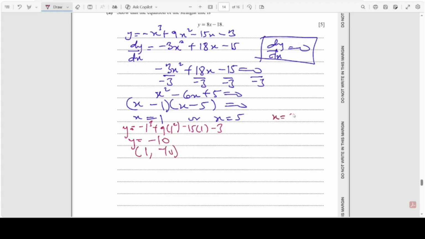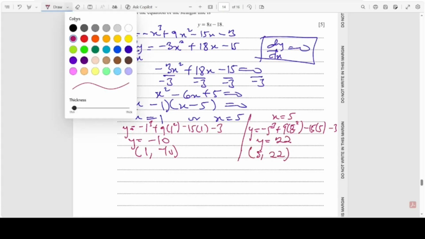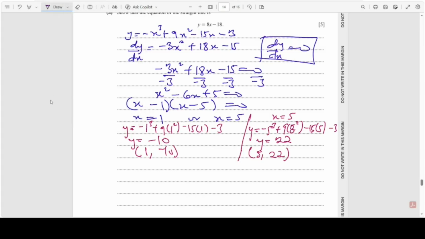Then for x equal to 5, we find the value of y. Y is equal to negative 5 cubed, which is negative 125, plus 9 times 5 squared, minus 15 times 5, minus 3, and we get y is equal to positive 22. So we have 5 and 22. So we found the stationary points of the curve, and that's exactly where the line goes, right?